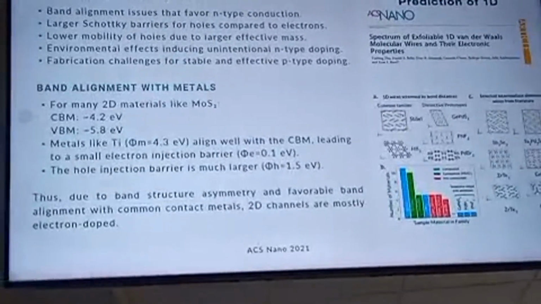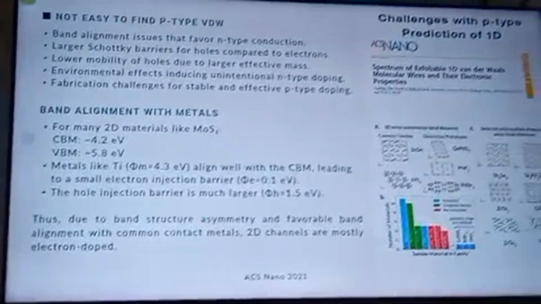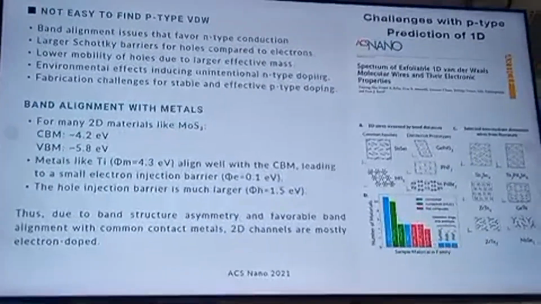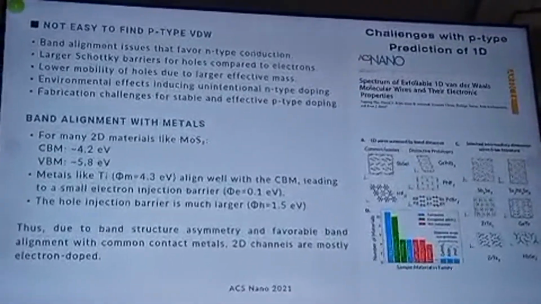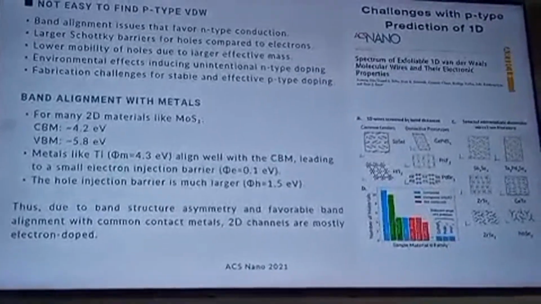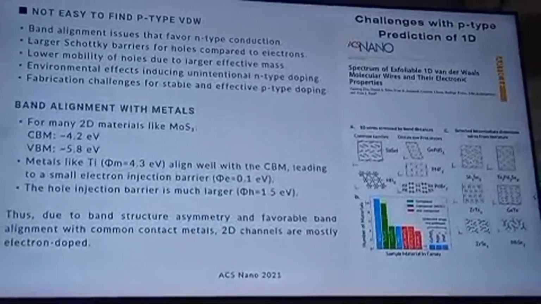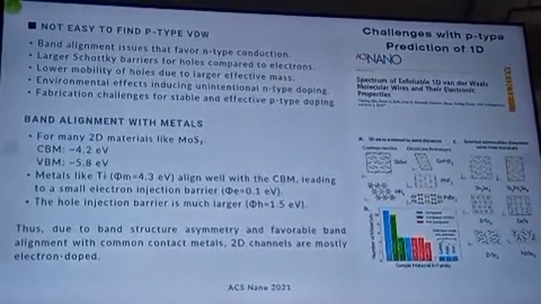Okay, so to find the P and the N together, you can really guess that if I want to choose N from the van der Waals family, MoS2 is the best choice. 2D van der Waals N type, MoS2 is the best choice. So how can I find a P type? Now finding a P type semiconductor is not so easy.